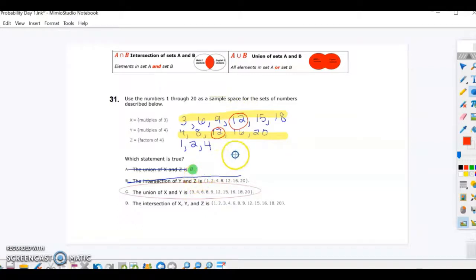And letter D, the intersection of X, Y, and Z, that would mean where all 3 of them intersect. That would mean a number that is in all 3 of these. And there is no number that is in all 3 of these sets. So that would be the empty set.